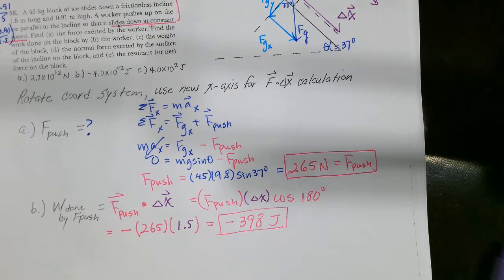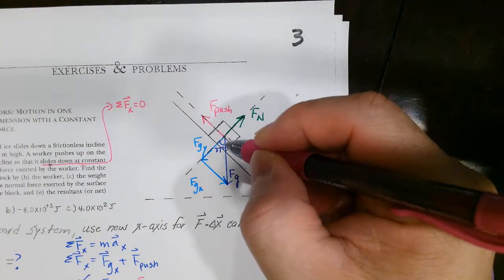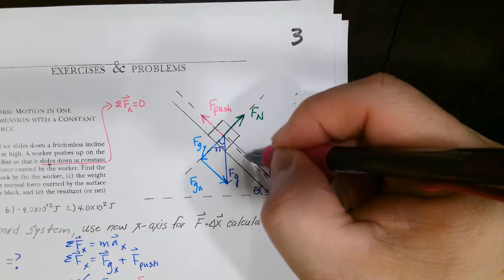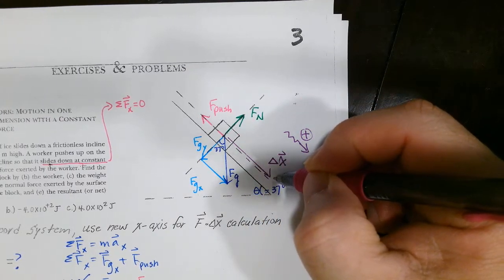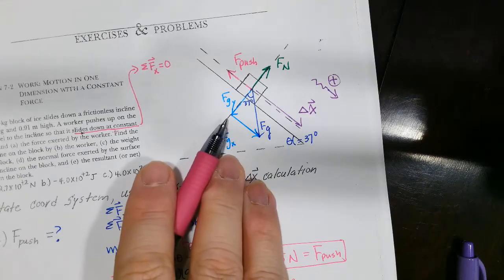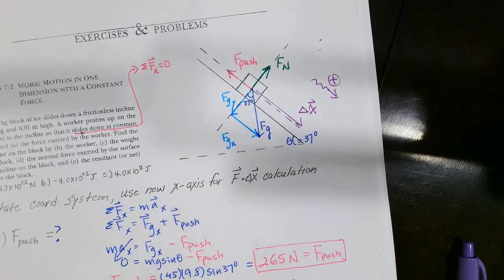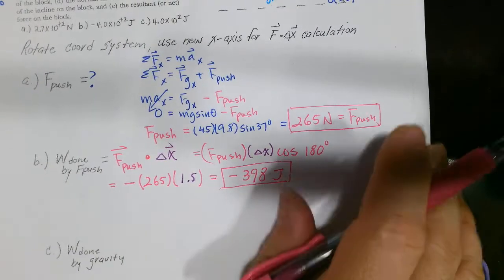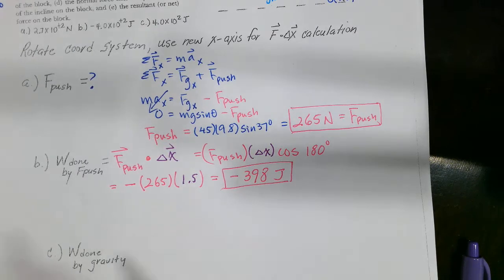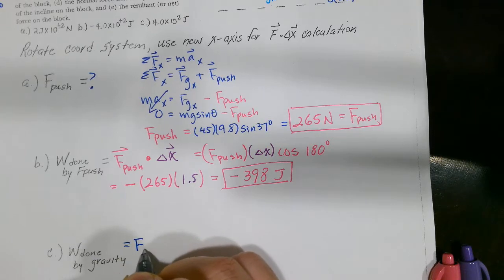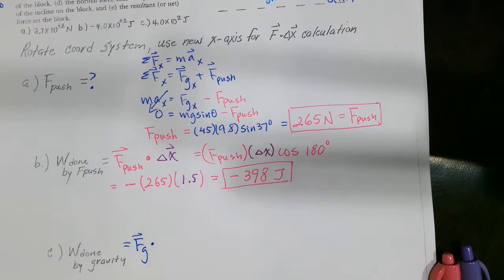All right, what about part C? Weight of the block. Now we're looking at how much work is being done by Fg. Well, there's two ways to look at this. You could say Fg dot delta X is one way of looking at it. Or simply, this Fgx is the only component of my Fg doing work on that. Let's do it both ways just to show you that it works out both ways. Okay? So if we were to look at work done by gravity, it is simply Fg dot delta X.